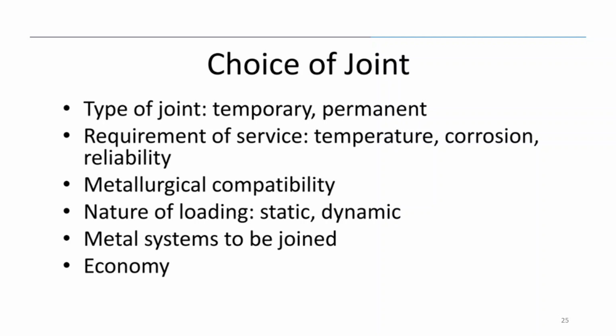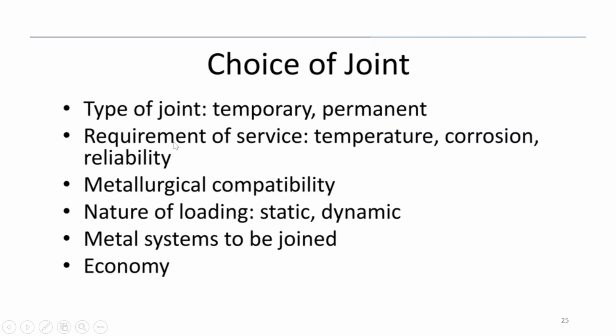Now, choice of joint. Firstly, when you want to choose which type of welding you require, you need to decide whether the joint should be temporary or permanent. That will be a deciding factor. Gas welding and fusion types of welding are very permanent compared to soldering and nut-bolt types of joining.